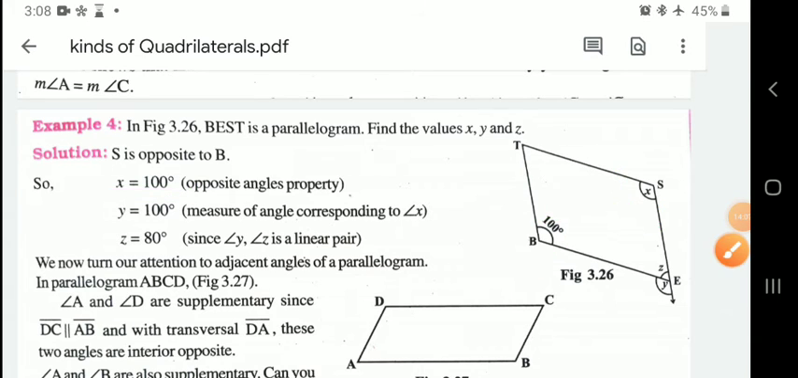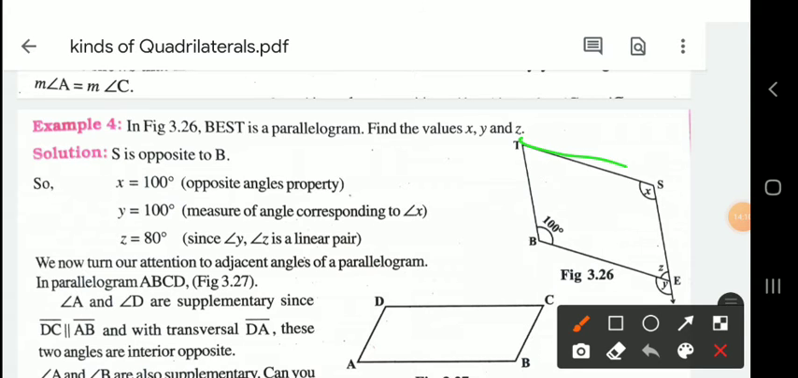Okay, now look at here. Since it is a parallelogram, the line ST and the line BE, these two lines are parallel with each other and SE is a transversal, right? So angle X and angle Y, both these angles are same. Why are they same? Since they are corresponding angles. So using the property of corresponding angles, we get angle X and angle Y both the same.